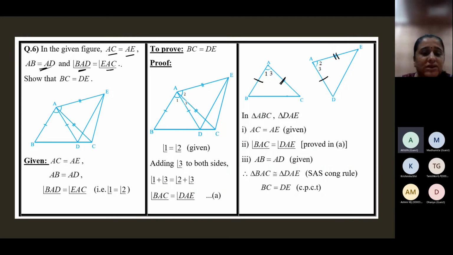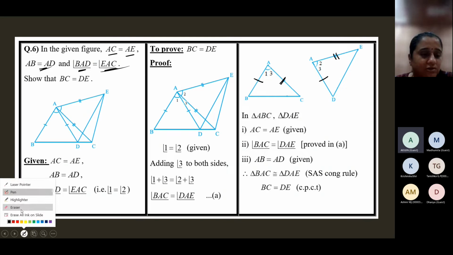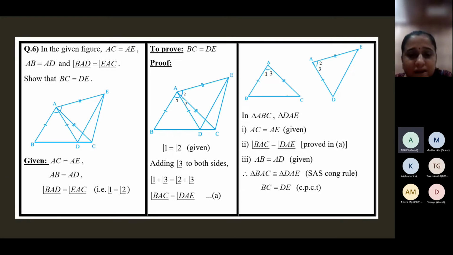Then BAD is equal to EAC. BAD you cannot mark here, and EAC you cannot mark here, so you cannot mark this one because BAD is only this part, and EAC is only this part. Now there is this portion which is missing, which I have marked as angle 3. This angle 1 and angle 3 together makes BAC.